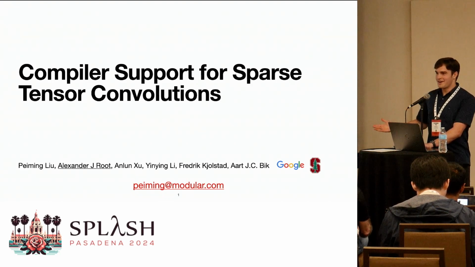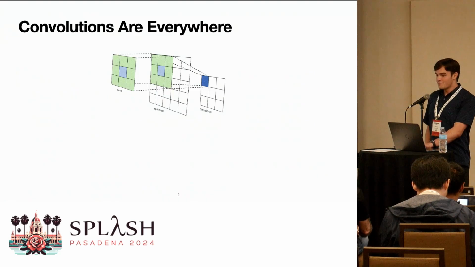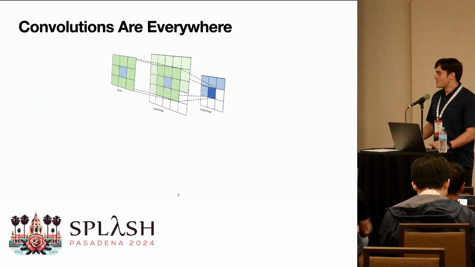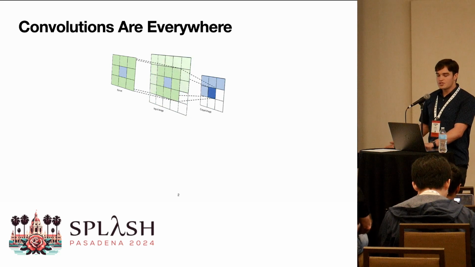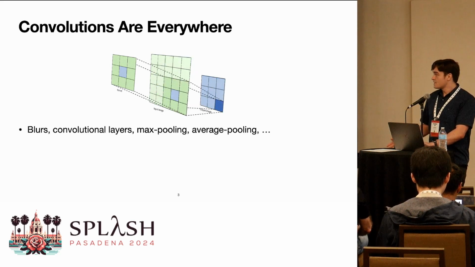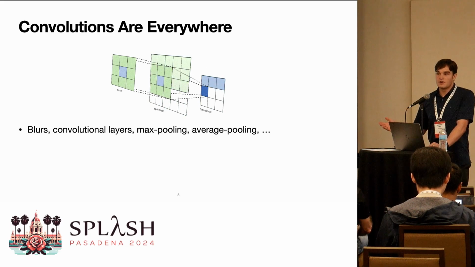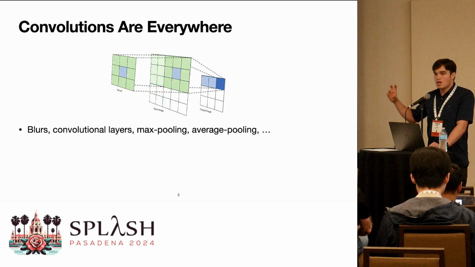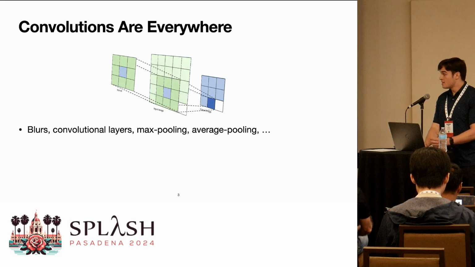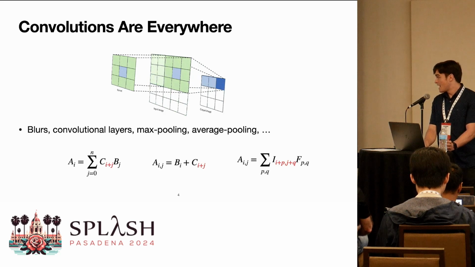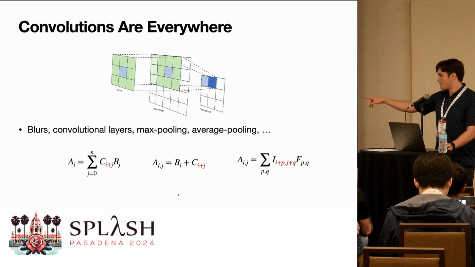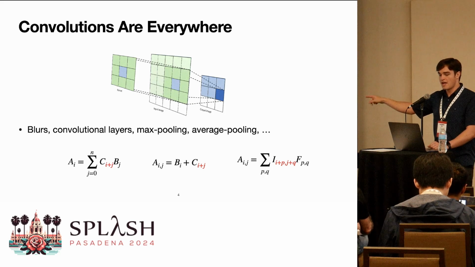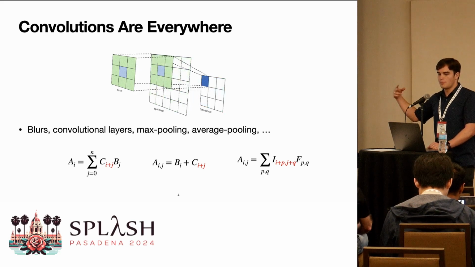So why do we care about sparse tensor convolutions? Well, convolutions are everywhere. They're extremely common operations in image processing and machine learning, and they're more traditionally looked at as blurs and convolutional layers, but they also appear in max pooling and average pooling. So they're really these windowed computations over an array. In the language of tensor algebra, which I showed in the last talk, they're represented by these compound index expressions, where I've highlighted in red the places where an array is indexed not by a loop variable, but by multiple loop variables.